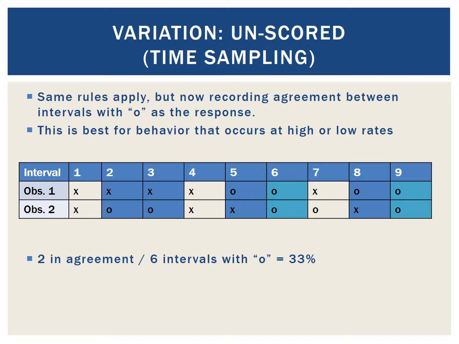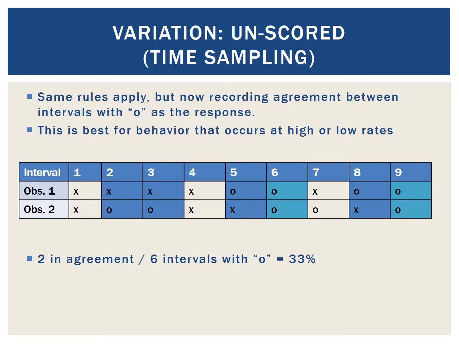And you're going to count agreements and non-agreements. So here we have 2 agreements. We have agreements at interval 6 and interval 9. And then we have 1, 2, 3, 4, 5, 6 total intervals. So 2 divided by 6 times 100 is 33% agreement. Now, of course, you see how if we had included those intervals where both observers recorded an occurrence, that's going to be a higher score.